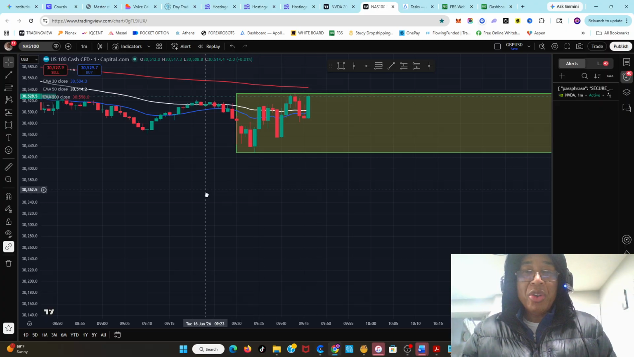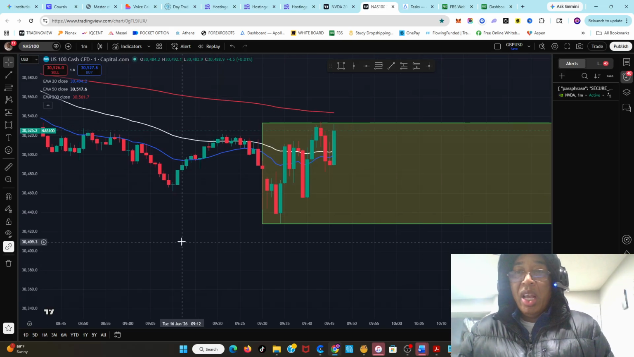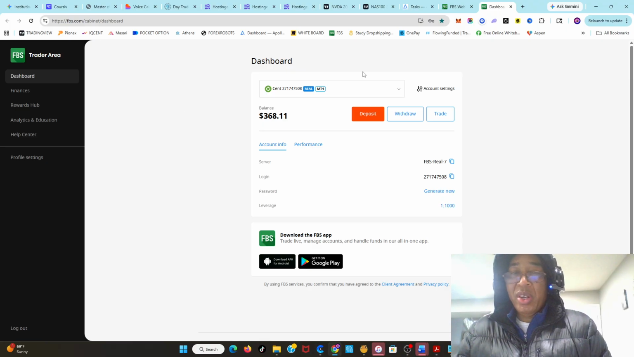Okay, so we're gonna wait for a breakout, either to the top or to the bottom, and then wait for a retest, and that's how we're gonna enter.